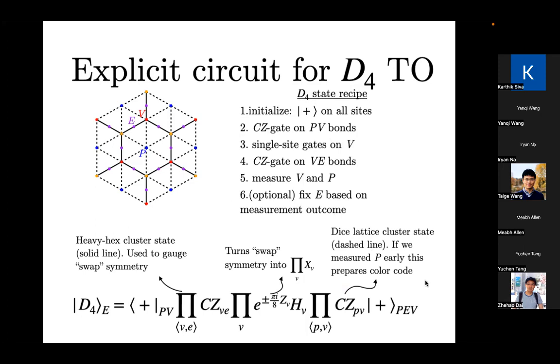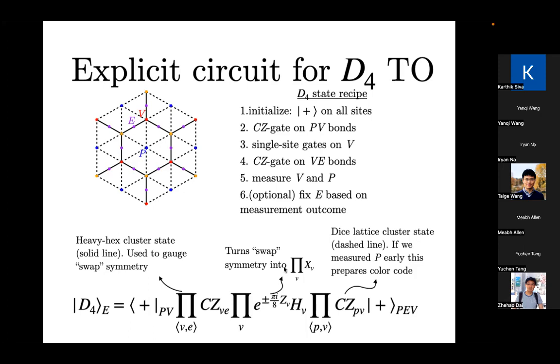Let me walk you through that. First of all, I'm going to create a certain cluster state known as a dice lattice cluster state. It's known that if you measure the dashed lines, which connect all vertices to plaquettes on the honeycomb lattice, I'll get a color code topological order. And it's known that this is equivalent to two copies of the toric code.